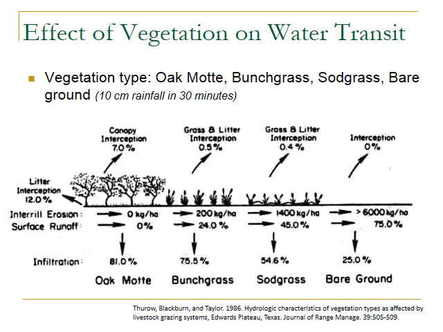So that's just the level of difference that we can expect in infiltration and runoff due to different types of canopies on the landscape. And we know from previous lectures that grazing can influence those, and certainly fire can influence the type of vegetation on the landscape. It could go from oak motte to bare ground in a matter of seconds.